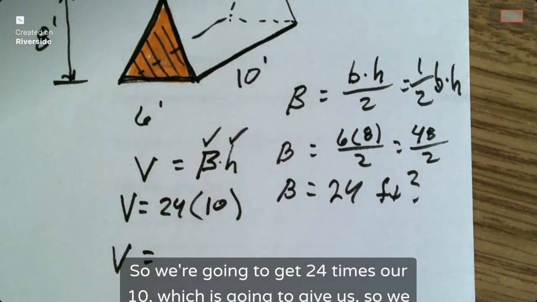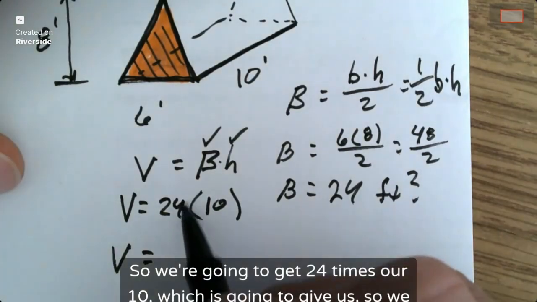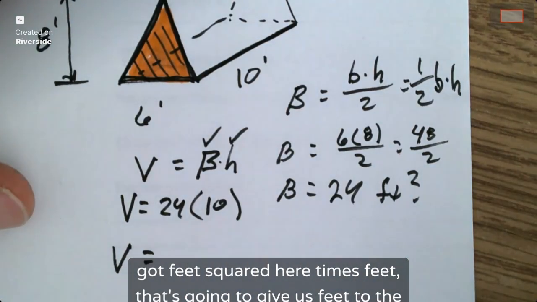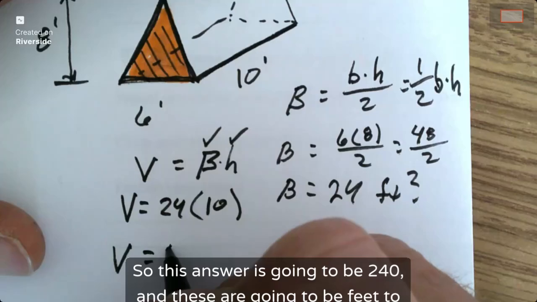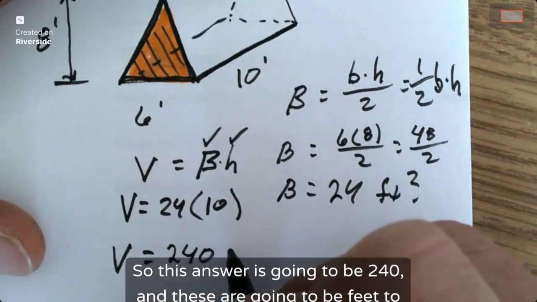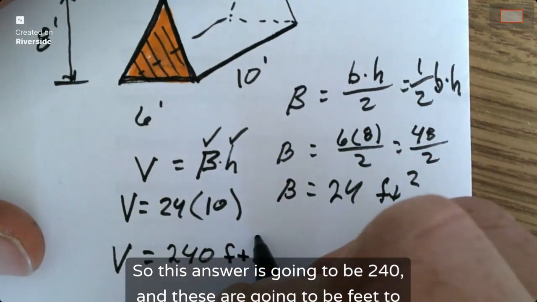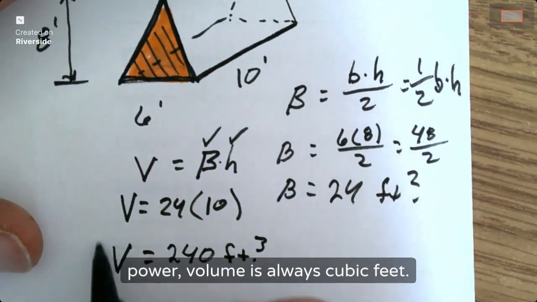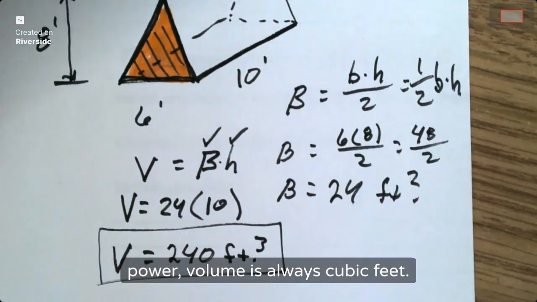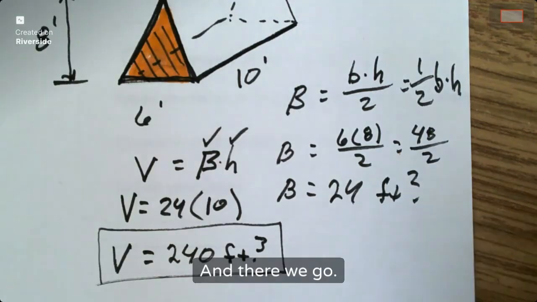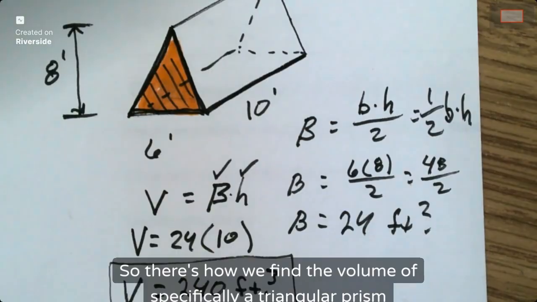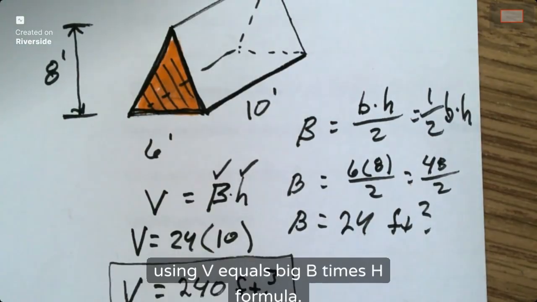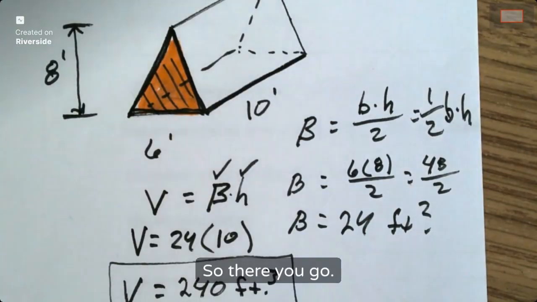10, which is going to give us, so we got feet squared here times feet. That's going to give us feet to the third power. That's where we get our feet cubed at, right? So this answer is going to be 240, and these are going to be feet to the third power. Volume is always cubic feet. And there we go. So there's how we find the volume of specifically a triangular prism using V equals big B times H formula. So there you go. Hope this helps.